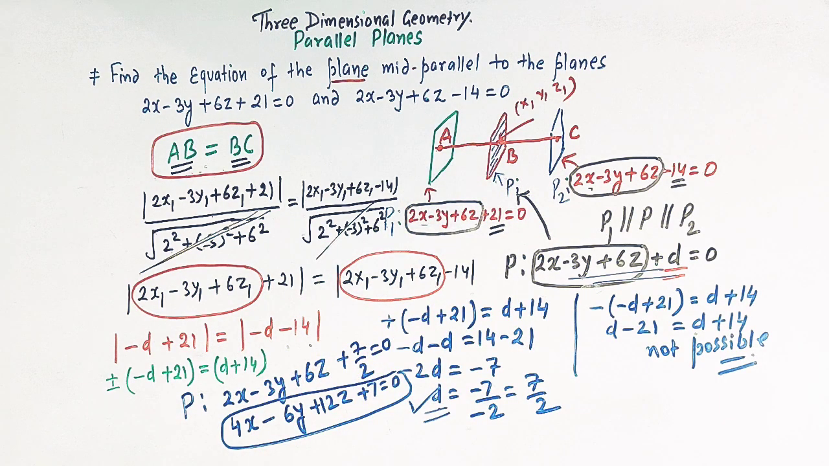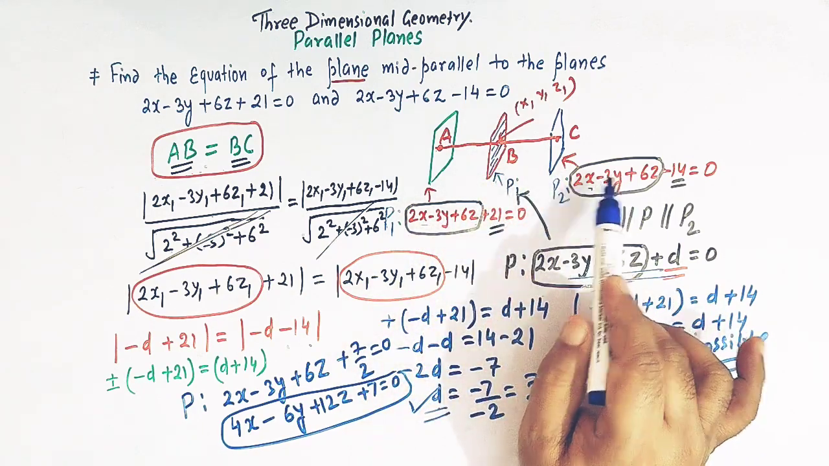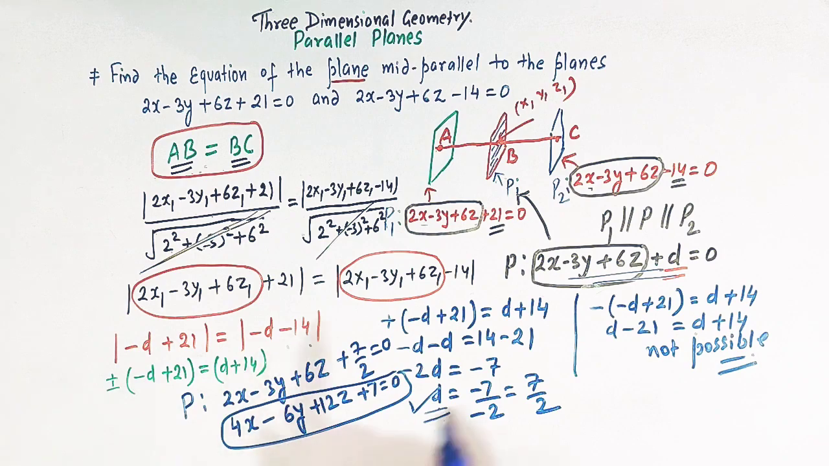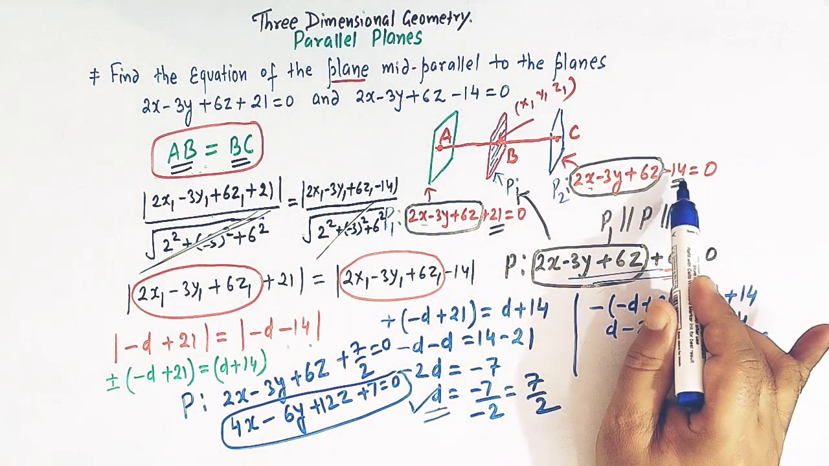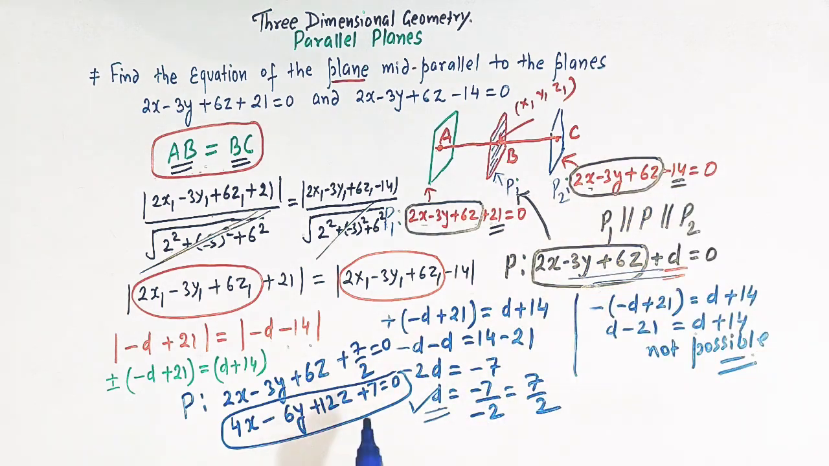And moreover, we can easily see that the equations of these three parallel planes differ only in the constant term. Here we have 21, here we have -14, and we have just calculated the equation of this plane P, and here we have 7 over 2, right? So this is how we can solve these types of problems.